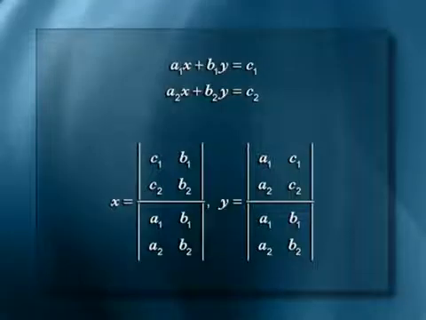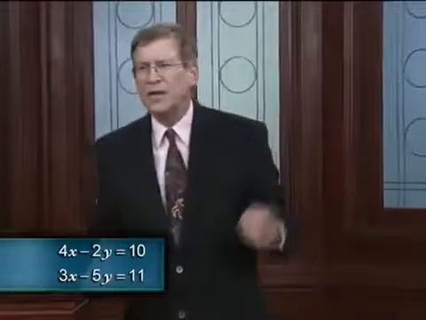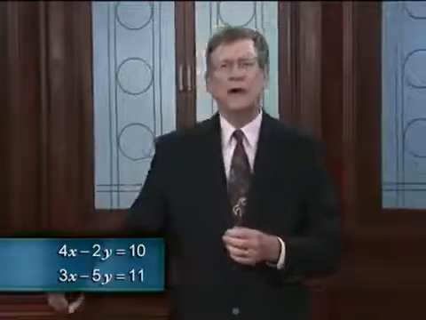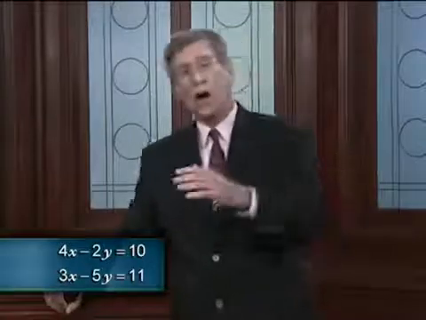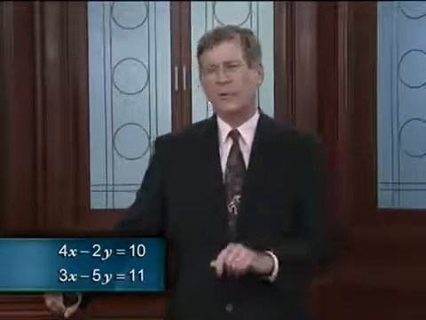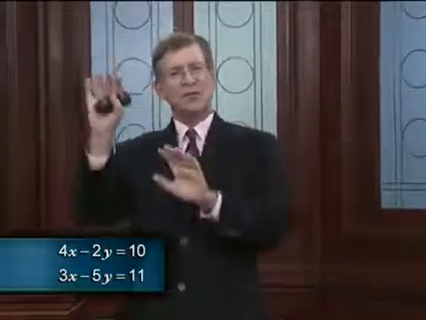Let's illustrate this technique with an example, and then I'll ask you that question. Do you like this technique? All right, how about the linear system 4x minus 2y equals 10 and 3x minus 5y equals 11? Find x, find y. We've played this game before. Here's a new method. Cramer's rule. Set up those determinants.